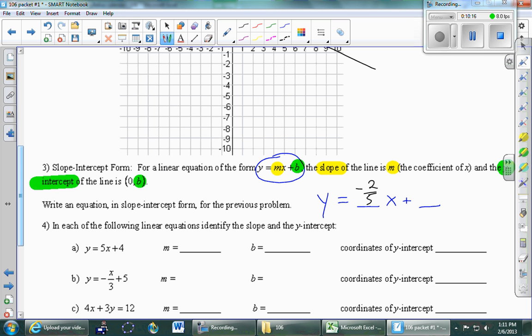Plus, now we need the y-intercept, which is the b. It doesn't count the 0, it's just the y value. So what was the y coordinate? It was 3. So that goes right there. y equals -2/5 x plus 3.